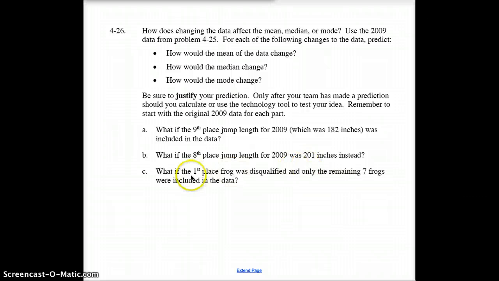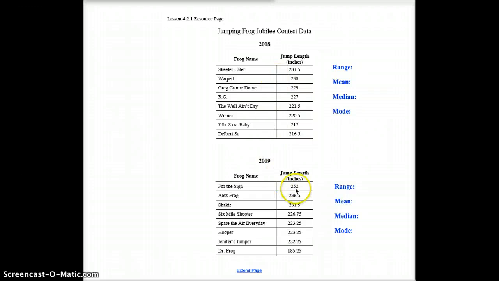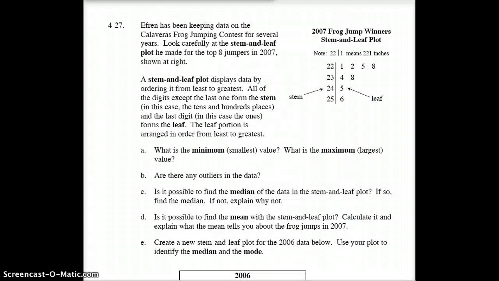Also, what if the first place frog was disqualified? So we take a look at our data up here. The first place frog, this 252 frog, was disqualified. He was on steroids, so they can't use him anymore. Well, now the highest number got taken out. Does that affect the range? How? Does that affect the mean or the average? How? The highest number got taken out. So yeah, that's going to affect it, but how? And does it affect the median and the mode? Let me know those questions too. Pause the video. I'm back in 3, 2, 1, and I'm back.